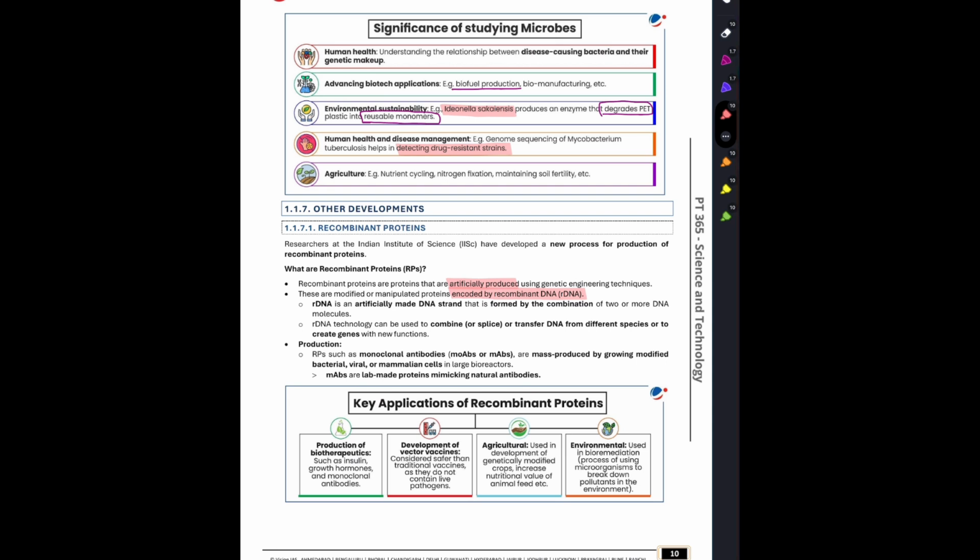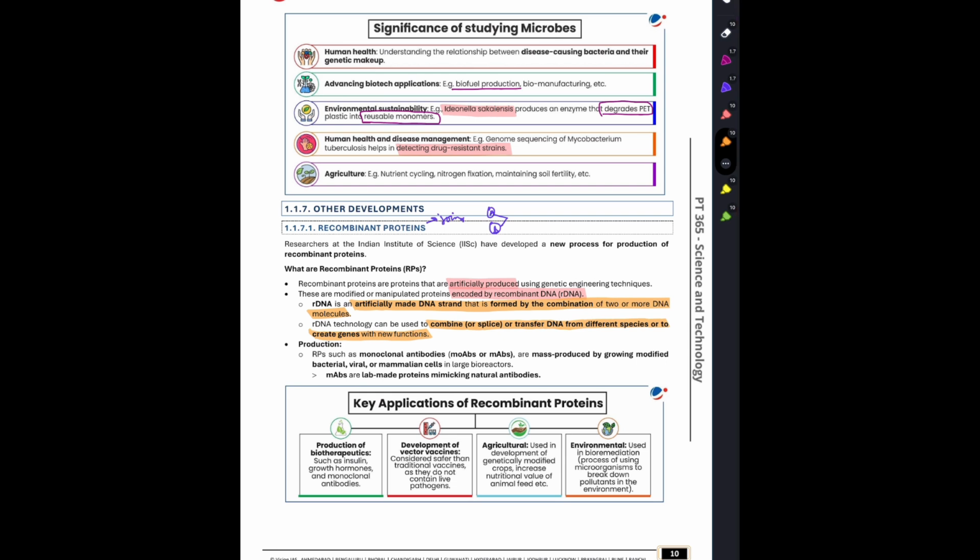So, recombinant basically means joining two or more strands of DNA which are not found together. So, recombination of two or more strands. rDNA is an artificially made DNA that is formed by the combination of two or more DNA molecules. rDNA technology can be used to combine, splice or transfer DNA from different species, or to create genes with new functions.